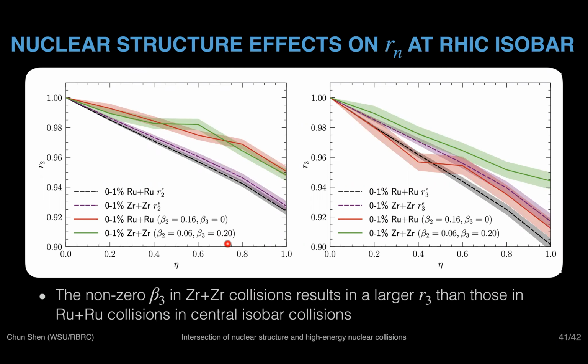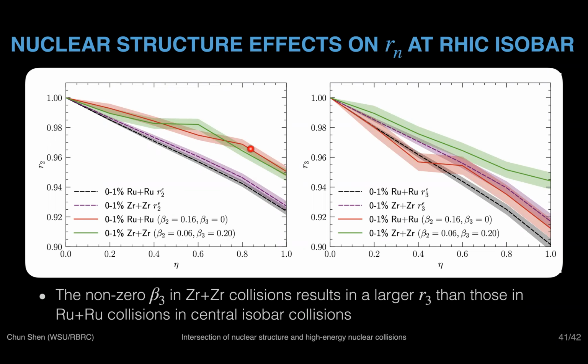On the other side, if you look at the R3 ratios, you do see that a non-zero beta 3, in purple, leads to a smaller decorrelation compared to the ruthenium. Because beta 3 initially has a triangular shape, if you fully overlap, the overall triangle shape reduces the decorrelations. But as we said, this initial estimate doesn't tell you the full story. You really need to run the hydro to get the final answer.